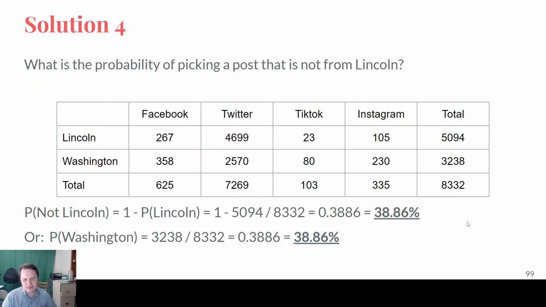So notice that either method that I just described gives you the answer. You can either do Washington divided by the total, which gives you 38.86%, or you can do the complement, which is 1 minus Lincoln, which again gives you the same decimal and the same percentage. So whichever way you would like to do. It's very common with these probability questions that there's more than one way to get the answer.